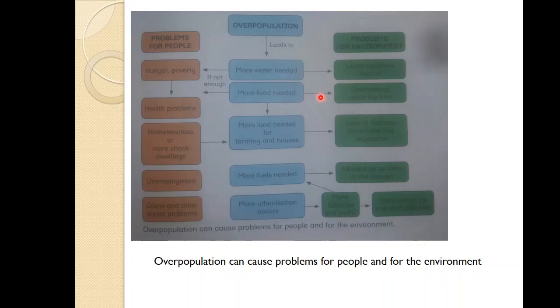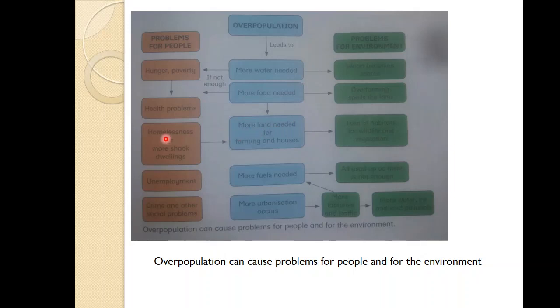And also more people can overfarm, which spoils the land because they are trying to get more products from a small area. Then they start using inorganic fertilizers and also planting inorganic seeds which will produce faster. And also overpopulation leads to more land needed for farming. If there is no land for farming and houses, it can lead to homelessness.